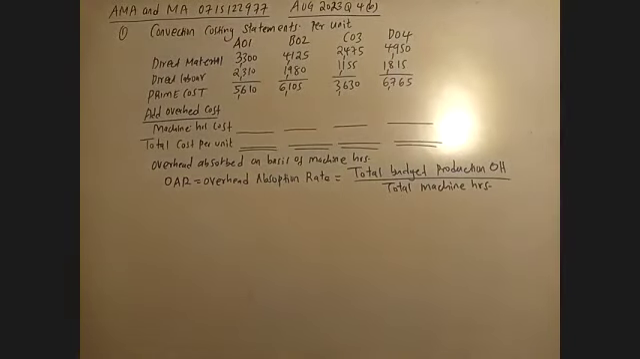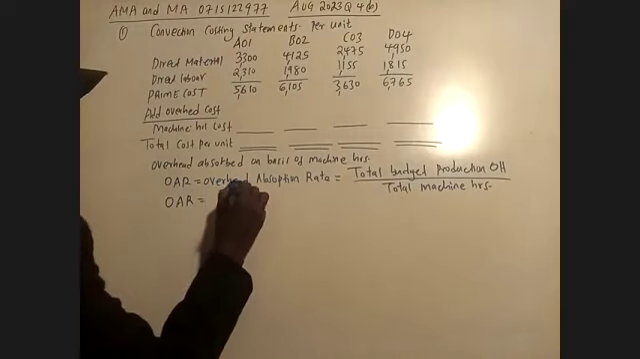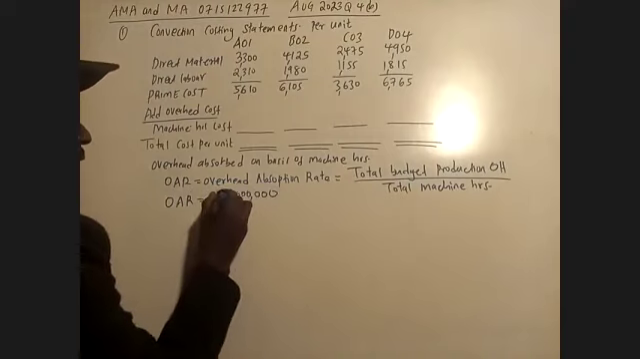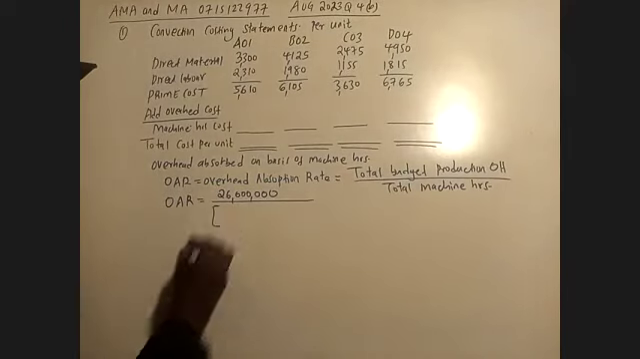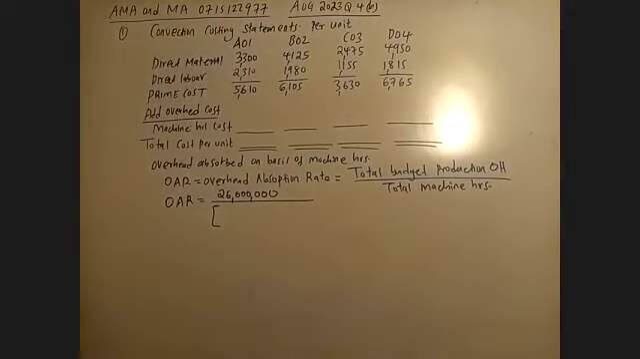Now, what's our total production overhead? The production overhead is 26. When you add all those cost elements together, umetupatia 26 million. So our OAR itakuwa ni our total, which is 26 million. Now we need to divide it with the total machine hours. So let's calculate the total machine hours for each item.